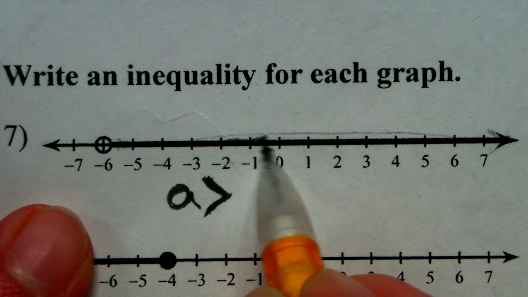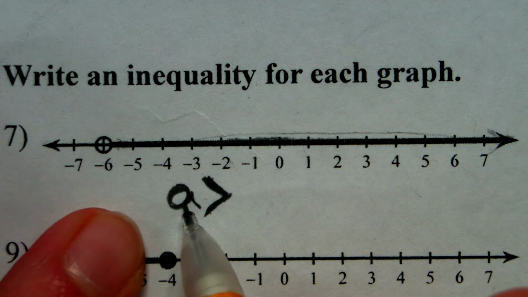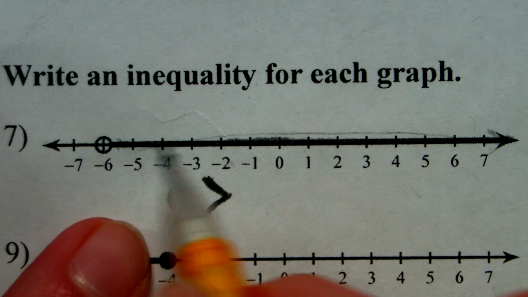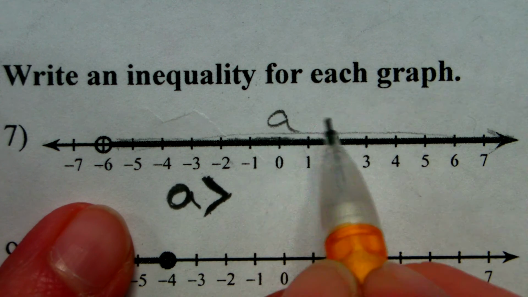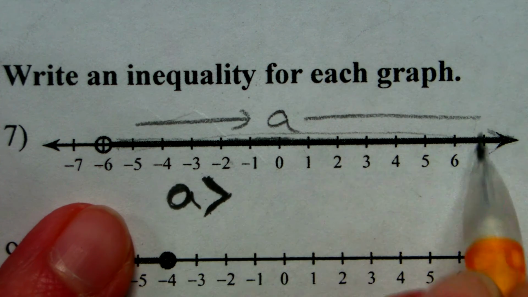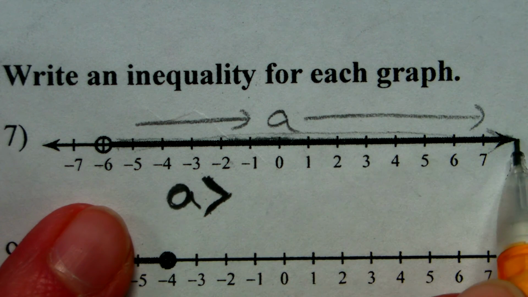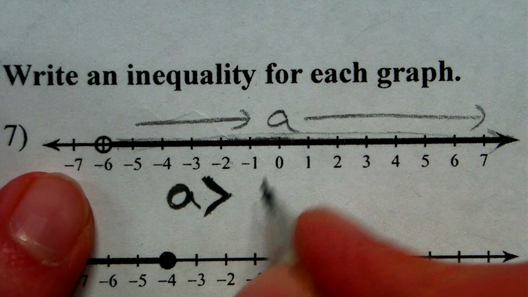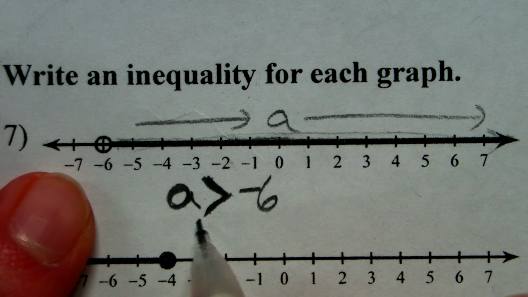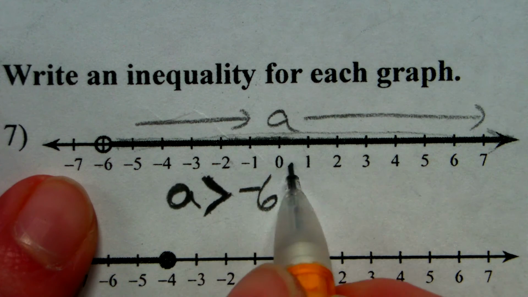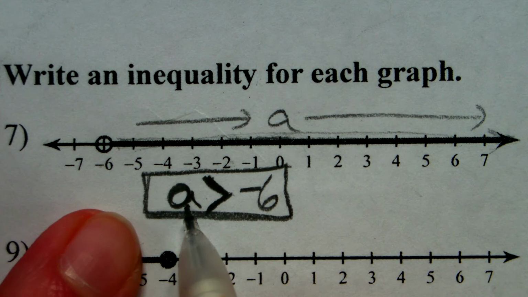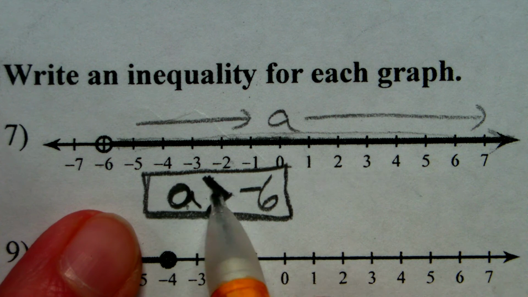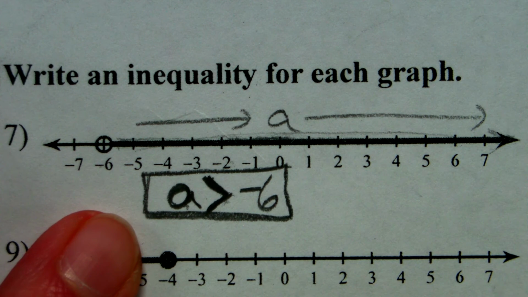This is all the numbers that are bigger than -6. So I'm going to say A, because all of these numbers out here represent A. That is bigger than -6. And I do not put a bar underneath because the circle is not filled in, and that's my answer. And you can use any letter that you want here. Just make sure you've got the greater than -6.